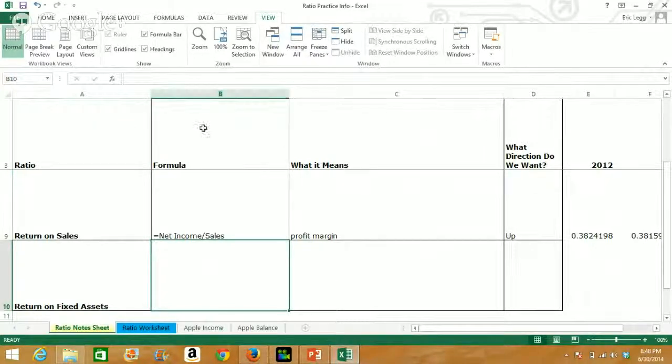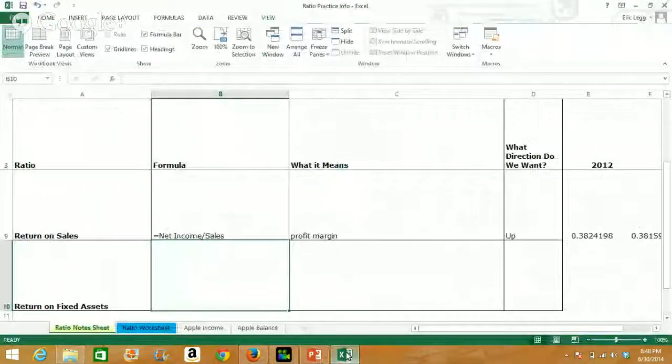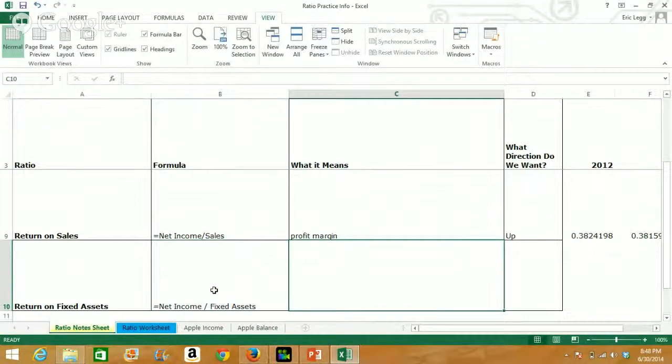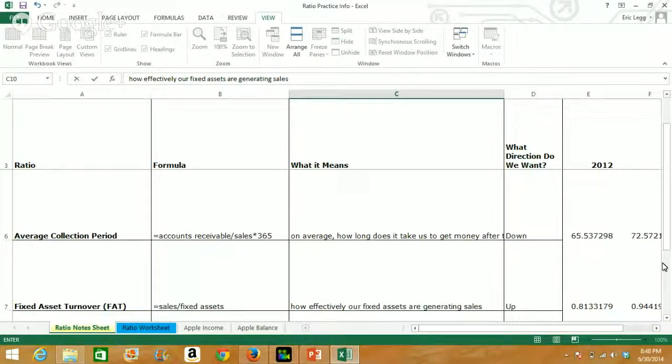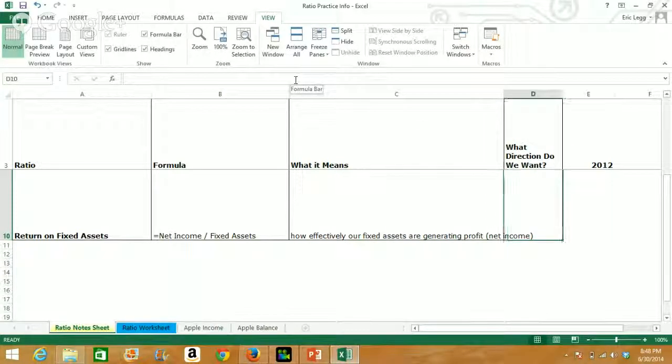Return on fixed assets, very similar, but now it is net income divided by fixed assets. So earlier we asked how effectively our fixed assets were being used to generate sales. Now we're asking how effectively our fixed assets are being used to generate profit. We're generating profit or net income. Okay, so again, you can pretty well guess we want that to go up.